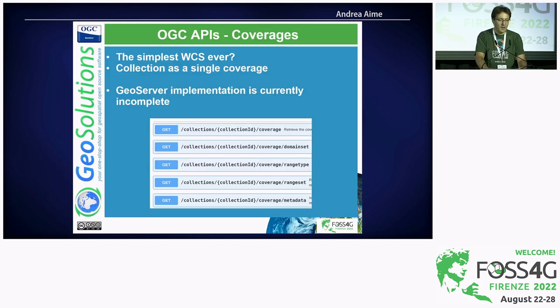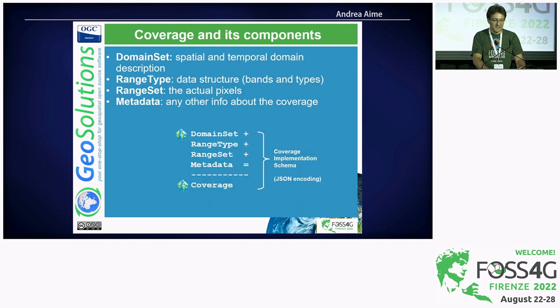OGC API Coverages is kind of the simplest WCS ever. If you thought that WCS 2.0 was simple, well, this is pretty similar and maybe simpler. The GeoServer implementation of it is incomplete. When you want to describe a coverage, you typically put together a domain set, a range type, a range set, and metadata. So basically, it's a description of the spatial domain, of your bands, whatever metadata you want, and then finally you get the data. When you put them all together, you have a coverage.